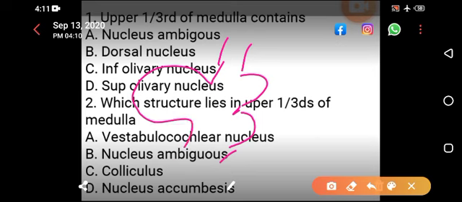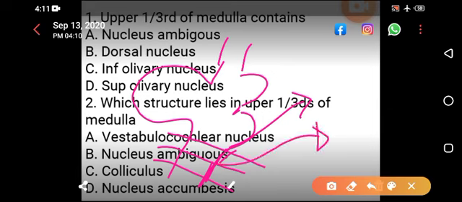and behind there is the cerebellum. So we are talking about the medulla. The medulla is divided into three portions: the upper third, the middle third, and the lower third. Keep in mind there are three portions of the medulla which we have to discuss. The upper portion is called the olivary portion. The upper third is the olivary portion of the oblongata.